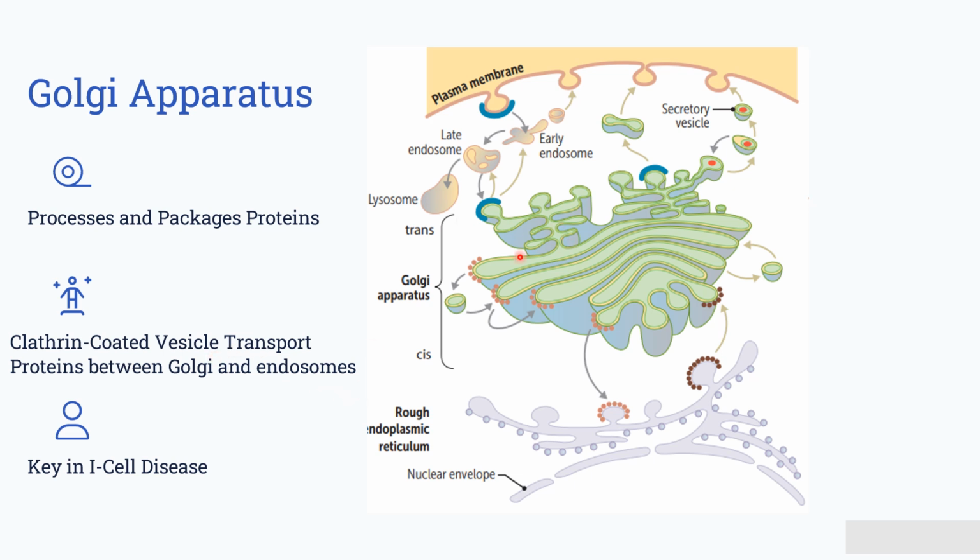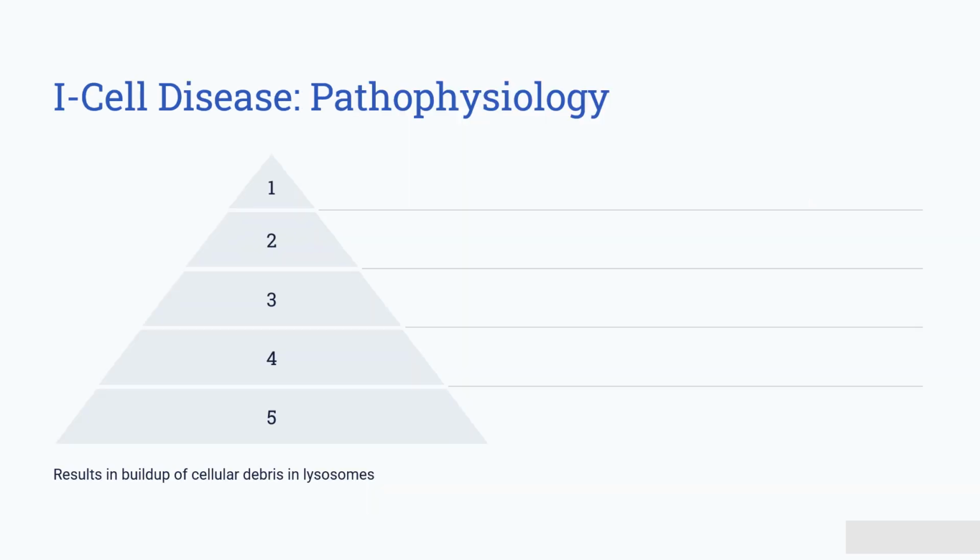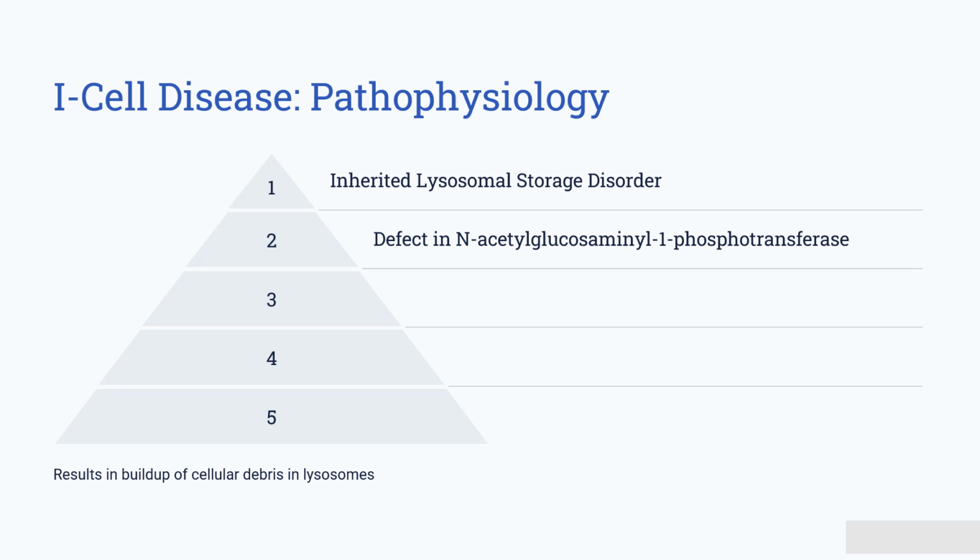Another thing you need to know is that this Golgi apparatus step is mainly important in I-cell disease. So let's see what I-cell disease is. I-cell disease is an inherited lysosomal storage disorder. I will tell you in detail about it. There is an enzyme, N-acetylglucosamine-1-phosphotransferase. You can also remember it as GlcNAc phosphotransferase. As the name says, it transfers phosphate, isn't it? So there is a failure to phosphorylate the mannose residues.